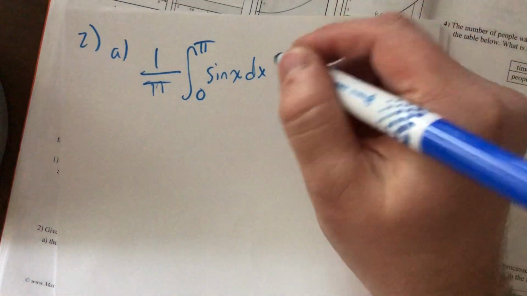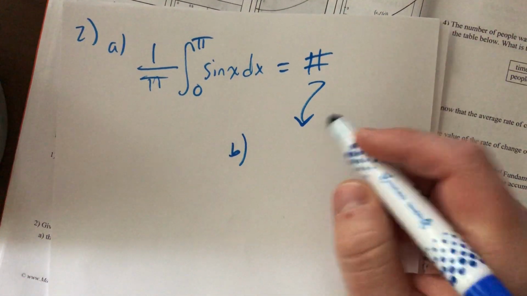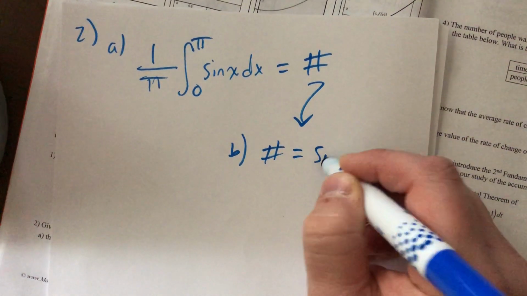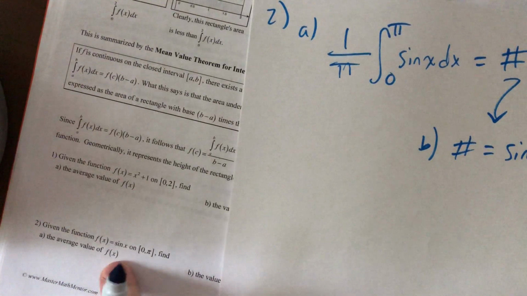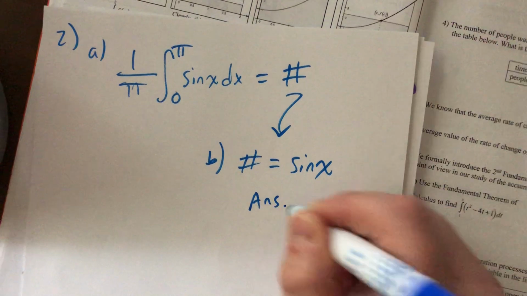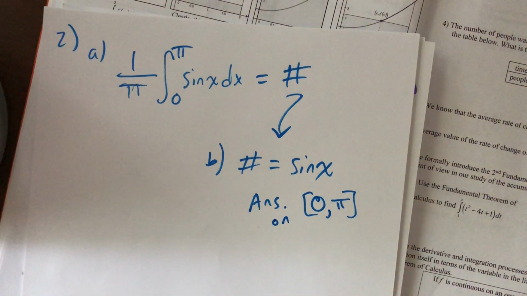So that's my setup. We'll get some number, and then for part B, if we're trying to find the place where it actually works, we'll take whatever that number was and set it equal to sine of x, the original f of x, and solve that. We just want to make sure that our answer is on 0 to pi. And the answers are in the book, so you can go and check if you need to. But this is how we walk through this problem. You don't need me to do that for you. You are capable. But if you get stuck, you know where to find me.